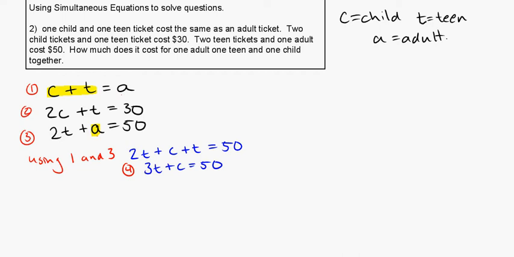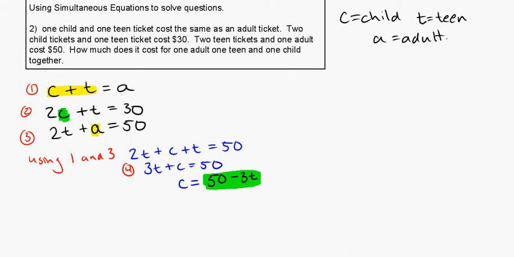And since it doesn't really matter which letter I look for first, I might just rearrange this one to make it c equals, just because that's easiest there, 50 minus 3t. So again, that's plus 3t, so I'm going to minus 3t. Now I'm going to take this equation, 50 minus 3t, which is equal to c, and I'm going to substitute that into the second equation.